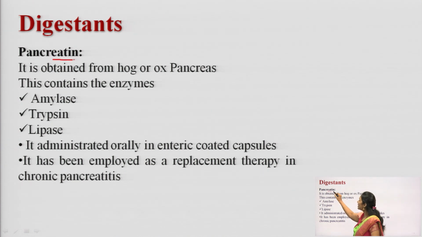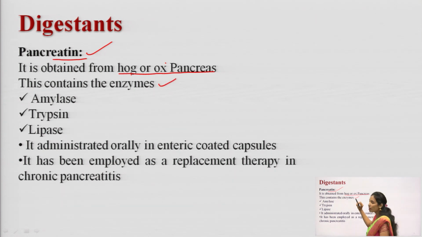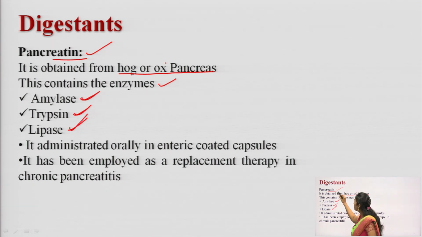Pancreatin is an enzyme mixture obtained from the hog or ox pancreas, and it consists of enzymes. What type of enzymes does it consist of? Amylase, trypsin and lipase. From where has pancreatin been obtained? From the pancreas of hog or ox.